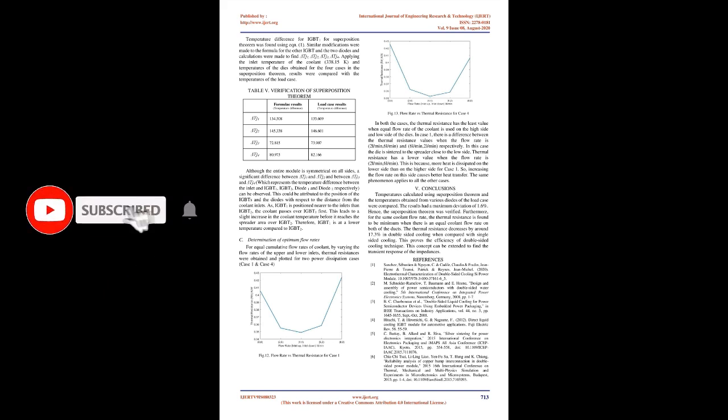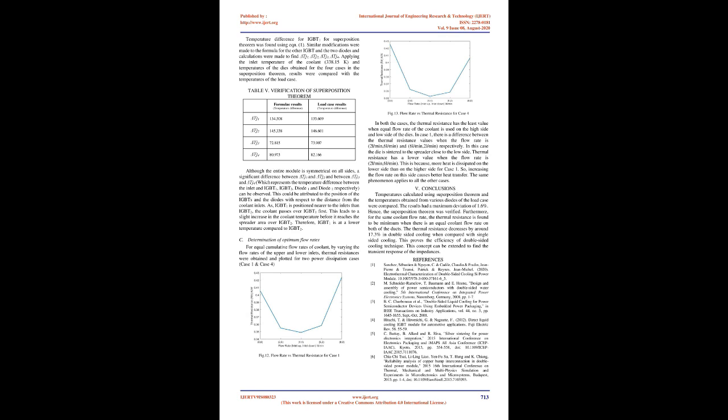See determination of optimum flow rates. For equal cumulative flow rates of coolant, by varying the flow rates of the upper and lower inlets, thermal resistances were obtained and plotted for 2 power dissipation cases, case 1 and case 4. In both cases, the thermal resistance has the least value when equal flow rate of the coolant is used on the high side and low side of the dies.